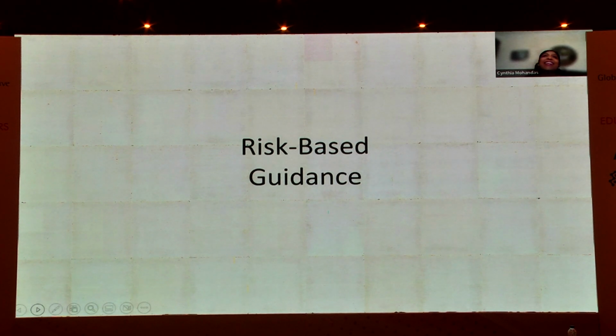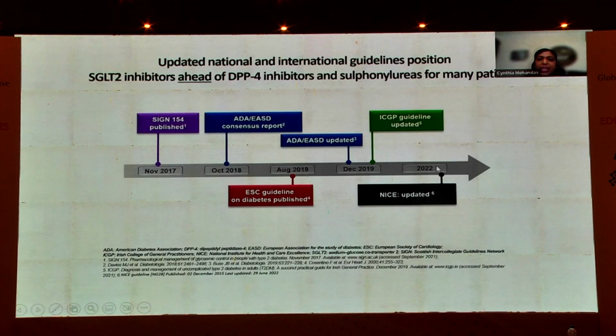Now, what does all the guidance in the world say? As you can see, I have plotted the various guidelines we use in our clinical practice in the UK. SIGN stands for the Scottish guidelines, ADA, as you know, is the American Diabetes Association, and EASD is the European Association for the Study of Diabetes. And again, it was updated from 2018, 2019. And finally, there was an ICGP guideline, which is an Irish guideline. And finally, NICE, the National Institute for Health and Care Excellence, the main authority in the UK, was updated in June 2022. And all the updated national and international guidelines position SGLT2 inhibitors ahead of sulfonylureas and DPP4 inhibitors for many patient groups.